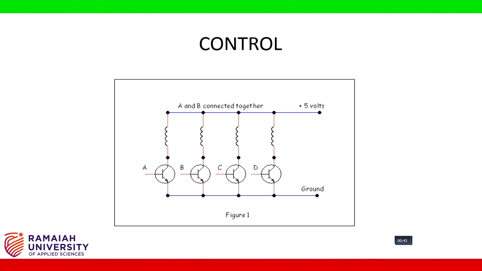So, the controlling of the stepper motor. Figure shows the control of the stepper motor and how the coils are excited. There are 4 switches A, B, C and D connected to 4 coils respectively. When any one of the switch is turned on, the respective coil is excited.